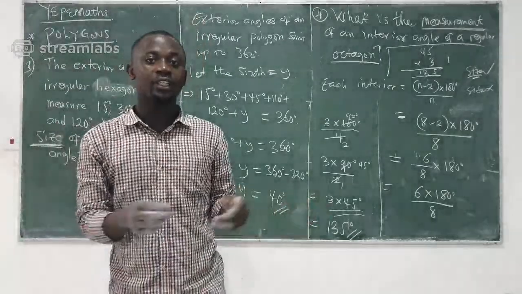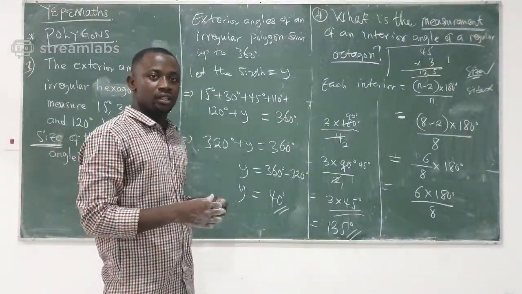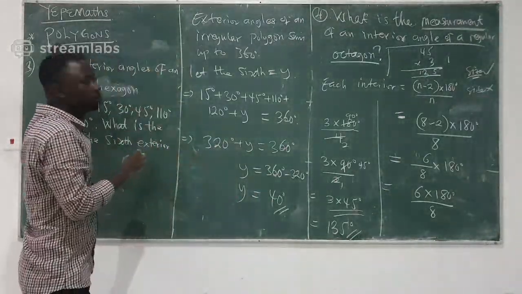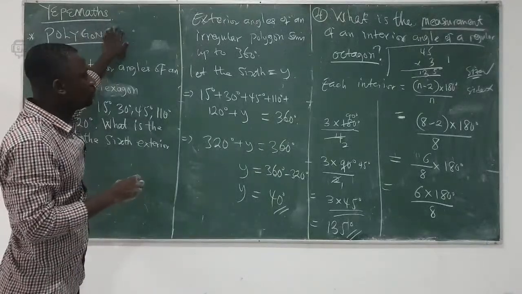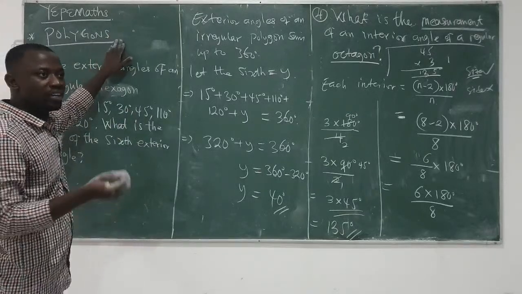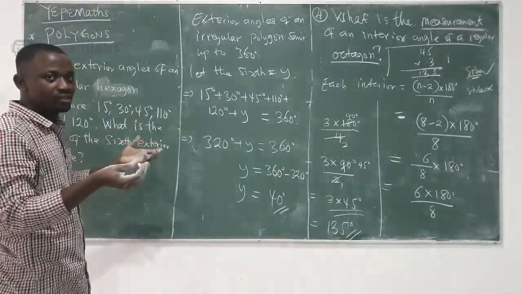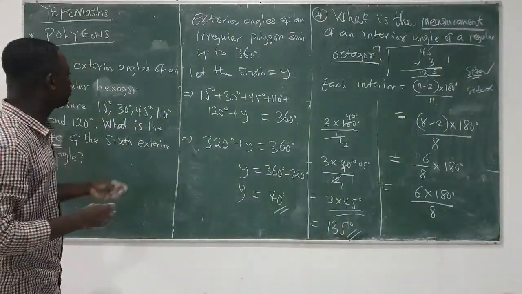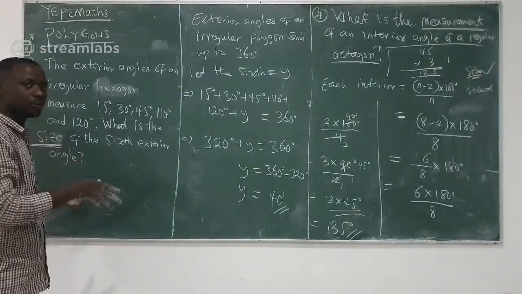So that is all for today. We made mention of a polygon as a plane shape or figure with many angles. That's the meaning of polygon. We said we can define it as a plane figure or a closed figure with a finite number of sides, and these sides are all line segments. There are regular and irregular polygons. Regular has all sides equal.